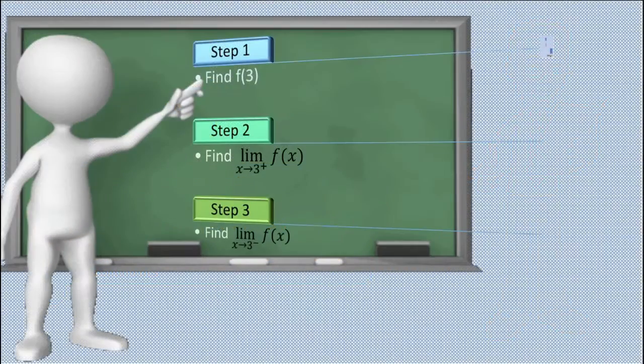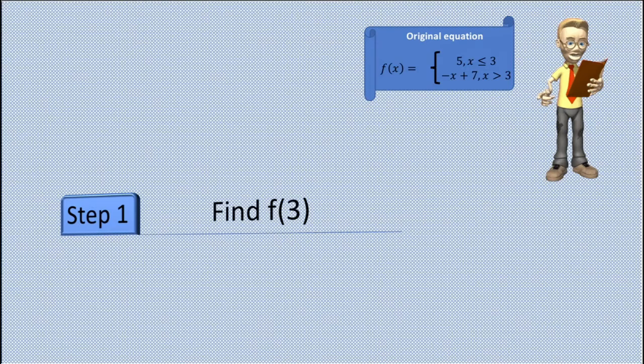We have 3 steps to find if the function is continuous or not continuous. The first thing, we need to find the f of 3 or the function's definition at 3. Step number 2 is finding the limit as x goes to 3 positive, that's the right-handed limit as x goes to 3. And step number 3 is the left-handed limit as x approaches 3. So first we substitute in the function with 3. But be careful, we need to choose the part of the function where x is actually equal to 3, which is the upper function. So as you can see, the function is equal to 5 at x equal to 3.